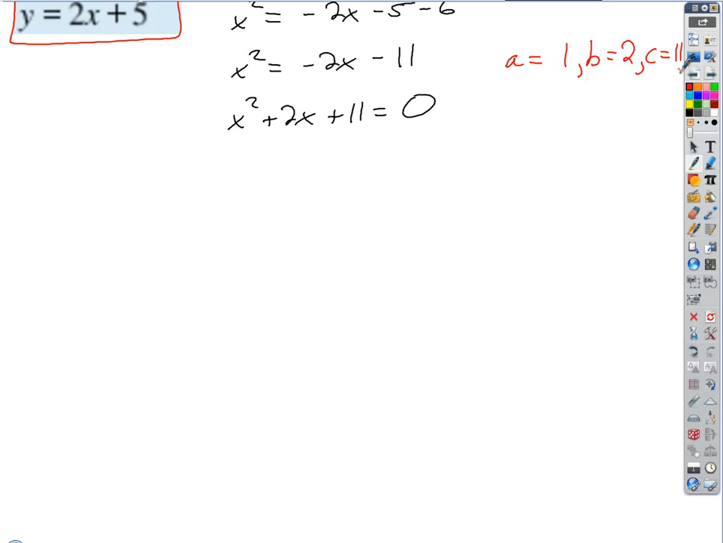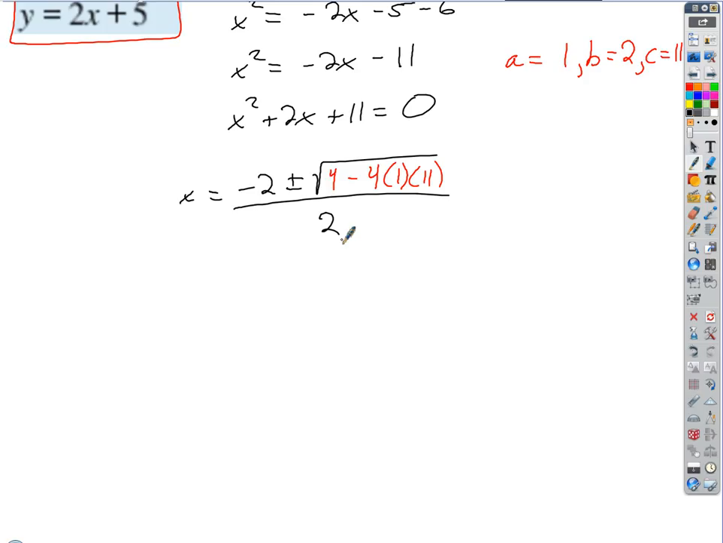So when I plug that in, I get x equals -b plus or minus the square root of b squared. What's that? 4. Minus 4 times a times c, all divided by 2 times a, which is just 2. But notice, what can you tell me about the number I'm going to get under the radical here? It's going to be negative, right? Remember, we call that the discriminant.